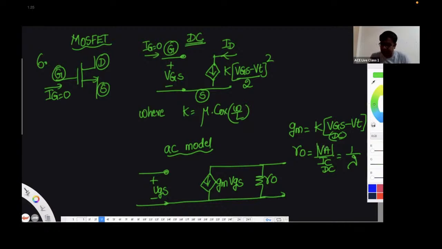Otherwise, if he gives early voltage, you have to divide it by ID. ID here, this is not IC. But usually lambda will be given, so 1 by lambda you can take. So this model is the AC model for MOSFET. So these models you have to have in mind. The moment you find a problem, you replace the device with the equivalent model.